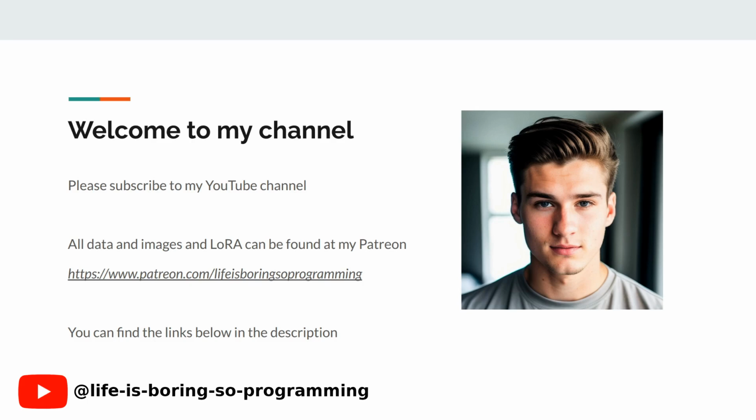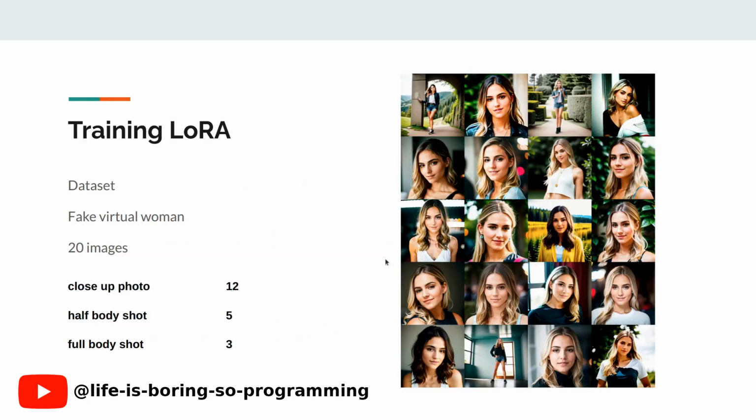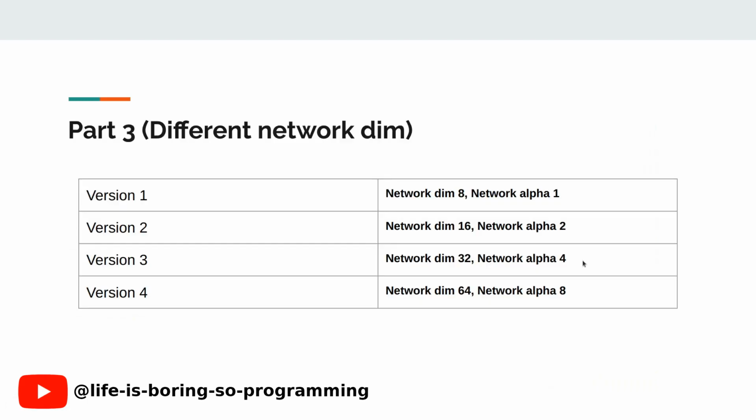Are you ready? Same as part 1, we will use that virtual woman dataset for training. There are 12 close-up images, 5 half-body shot, and 3 full-body shot. We have 20 training images in total. In today's experiment, we will test 4 different sets of parameters, version 1 to version 4.